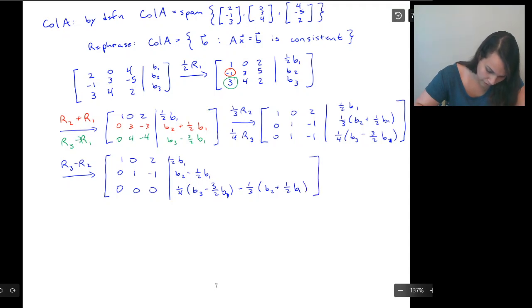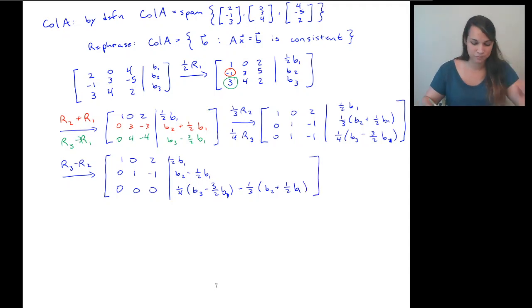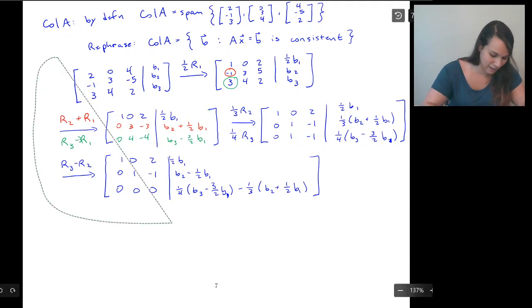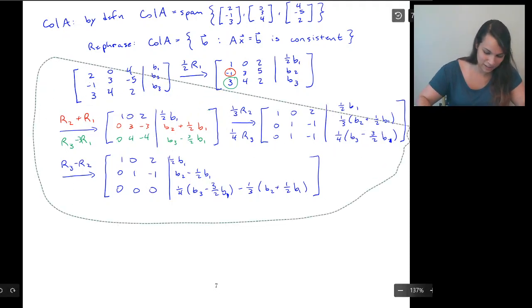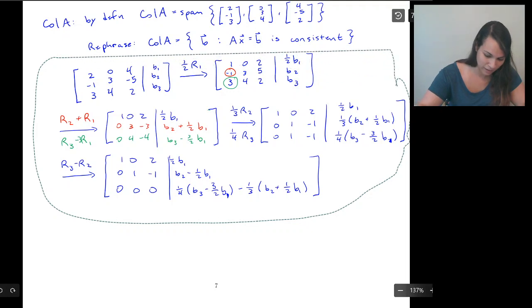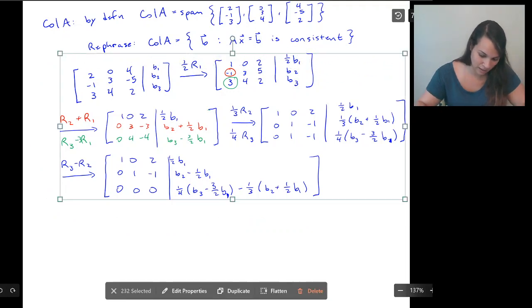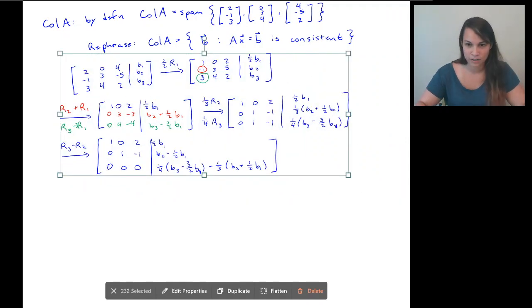There we go. Okay, so why did I do that again? Because I'm looking for the column space. And how do I find the column space? I need to find all the b's that are going to make me have a solution. Okay, we know how to do that.